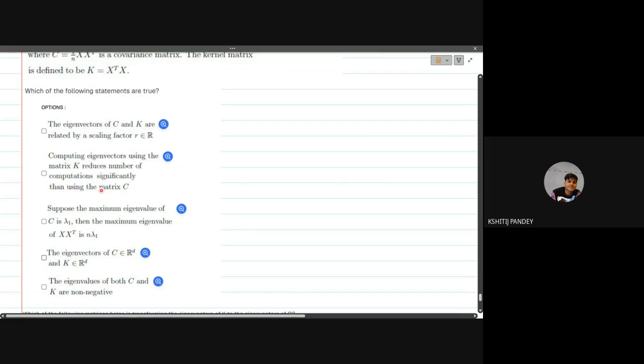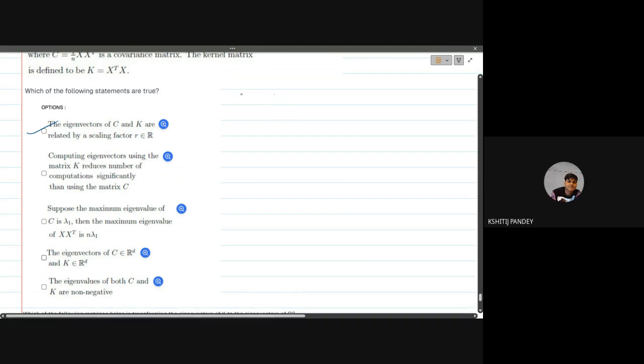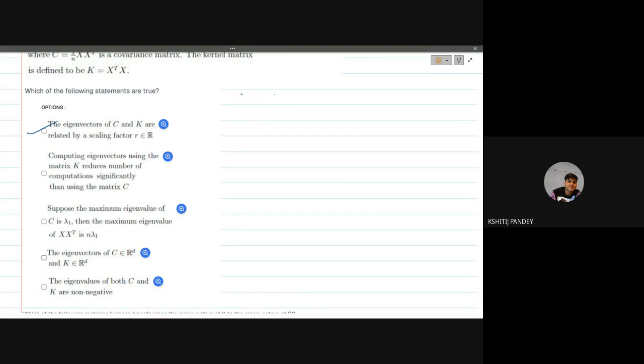So the eigenvectors of C and K are related by a scaling factor r belonging to R. So this is true, right? Correct. Yes, sir. If I remember correctly, it was like beta 1 is equal to alpha 1 by root of lambda 1. Yes, you can check that in the notes. Okay, the second option is computing eigenvectors using the matrix K reduces the number of computations significantly compared to using matrix C. Yes, this is the reason why we are doing this.